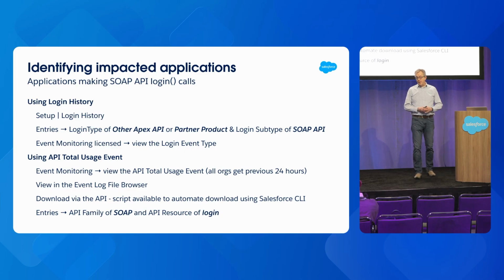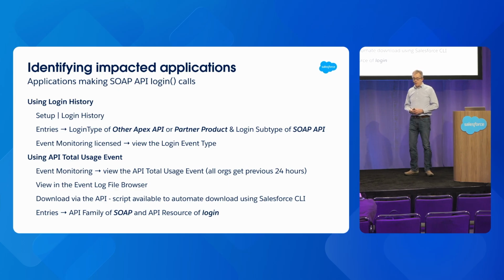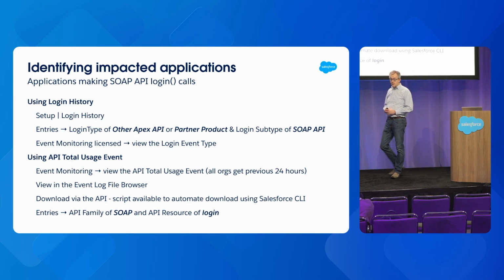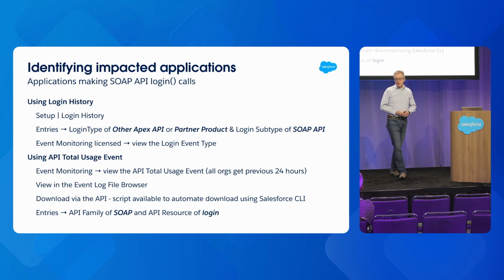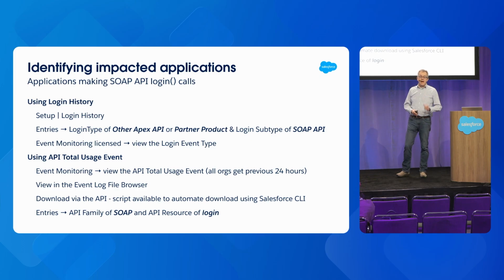And then you can look inside those event log entries, and you're looking for an API family of SOAP and an API resource of Login. That will indicate a SOAP login call. It will also have the username, so you can contact the user of that application.